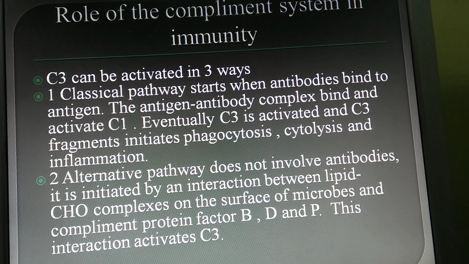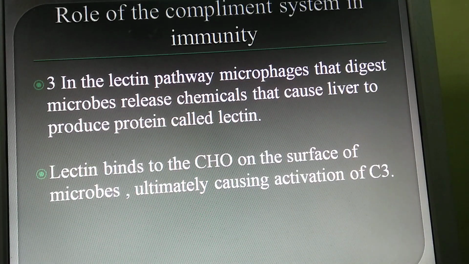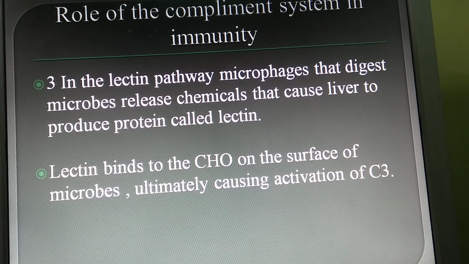The alternative pathway does not involve antibodies. It is initiated by an interaction between lipid-carbohydrate complexes on the surface of microbes and complement proteins factor B, D and P. This reaction activates C3. Third is the lectin pathway. In the lectin pathway, macrophages that digest microbes release chemicals that cause the liver to produce a protein called lectin. Lectin binds to the carbohydrates on the surface of microbes, ultimately causing activation of C3.